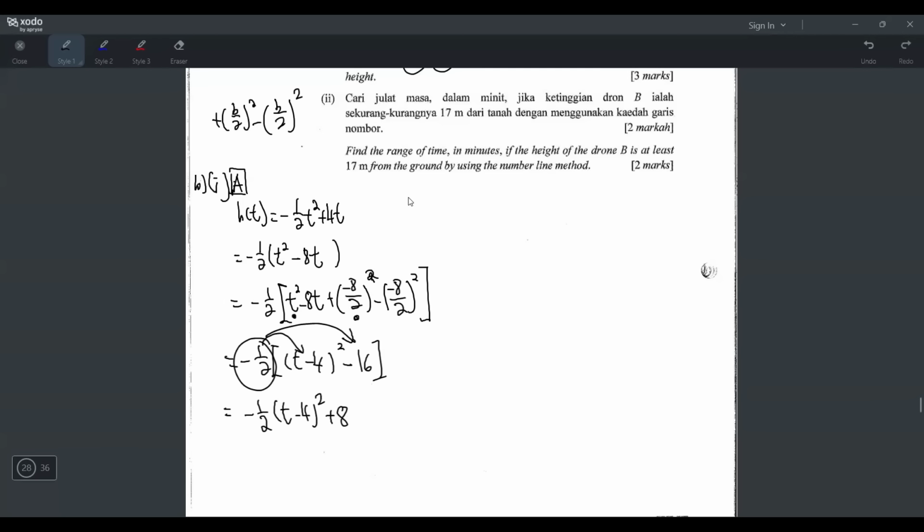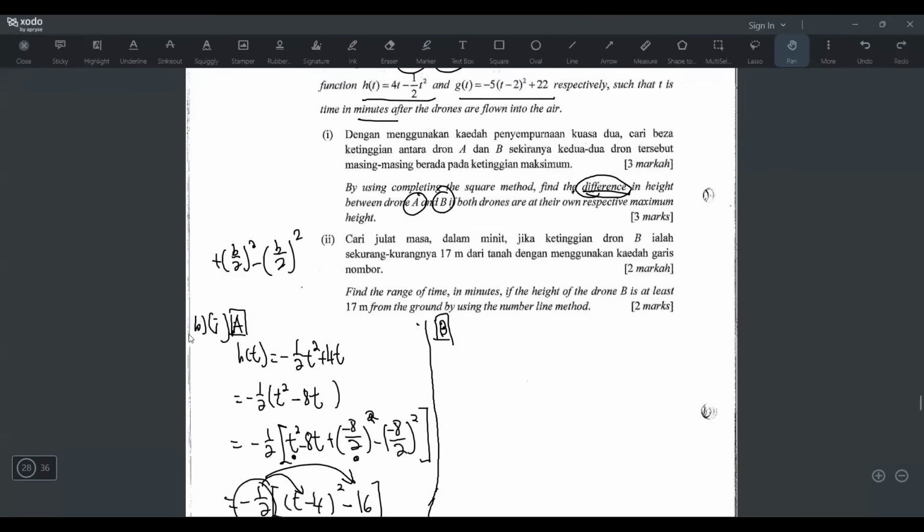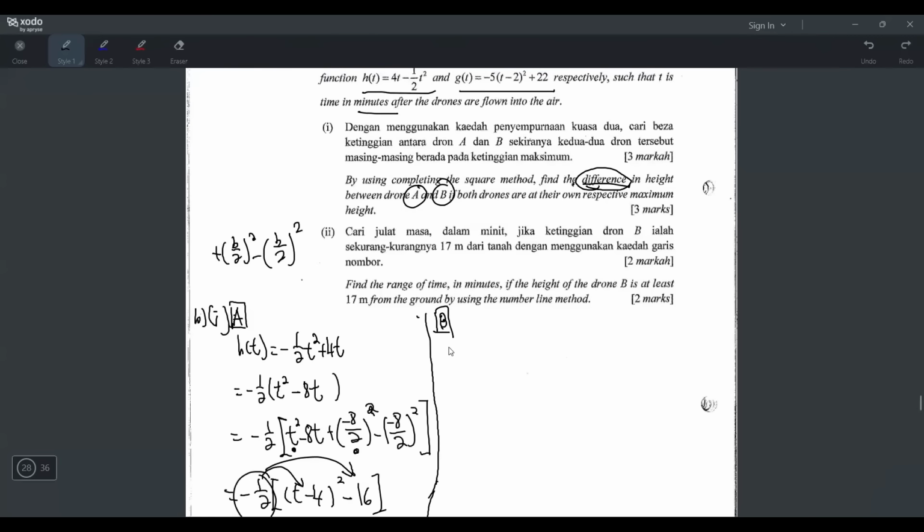Okay, now we can do B's. So I will draw a line to separate them. Okay, now we look at B's function. So let's scroll up a bit. Where is it? Okay, I found it already. This one, g(t) equals negative 5 bracket t minus 2 square plus 22. Wait. This one is already in vertex form. They already did the completing the square. Right? So I don't have to do anything. Don't go and expand this. If you expand, then later it becomes general form again. So we don't want that, right?